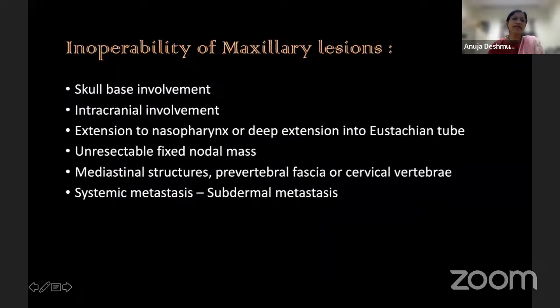So what is inoperability in maxillary lesions? Mainly skull base involvement with intracranial involvement, extension to the nasopharynx, deep extension into the eustachian tube, the carotid canal, an unresectable fixed nodal mass, mediastinal structures, prevertebral fascia or cervical vertebrae, and subdermal metastasis or any systemic distant metastasis are the signs of inoperability for maxillary sinus lesions.